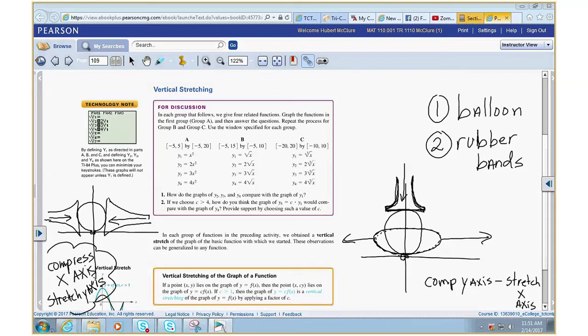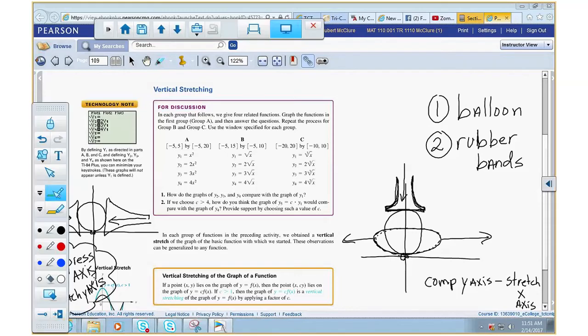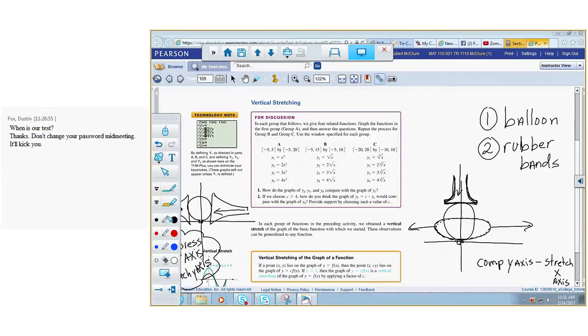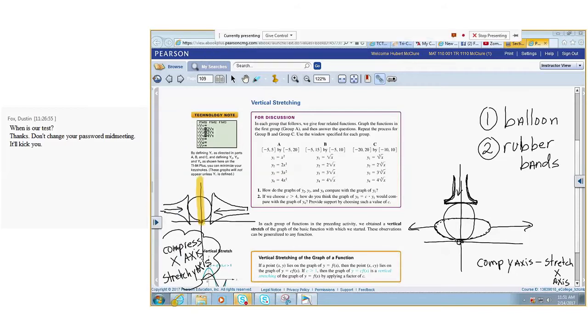That's what they mean by vertical stretching. Take the highlighter. This is a vertical stretch right there. That's what's happening to the balloon. This is a horizontal what? Stretch.